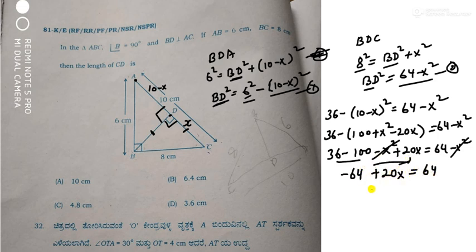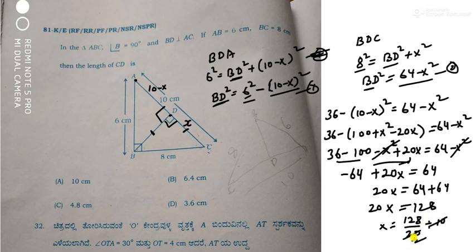Now send this to RHS. This becomes 64 plus 64, which is equal to how much? Yes, 128. So x is how much? 128 by 20. If you divide it by 10, 10 ones are 10, 10 twos are 20, and 10 eights are 80. Next is 12.8 by 2, so it is 6.4 on solving this. So option number B is correct. Okay, I hope it's clear.